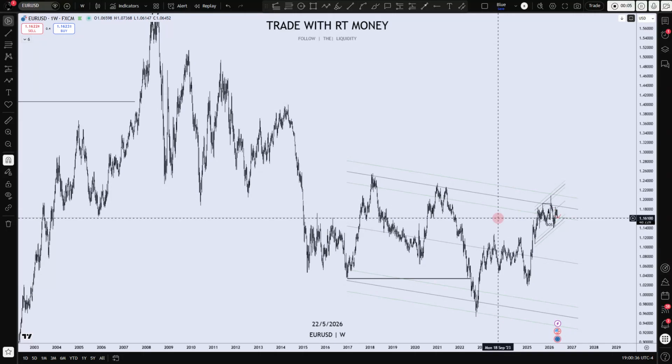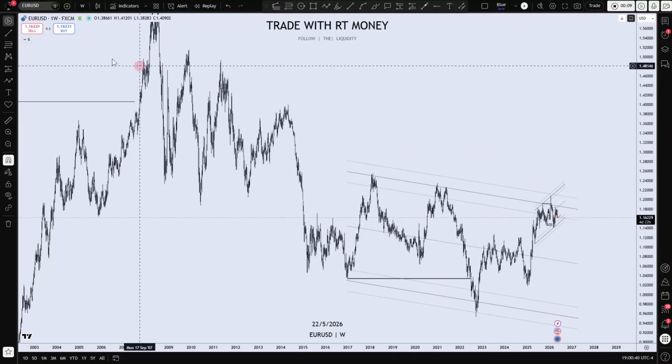We're looking at the Euro USD. We're looking at the weekly time frame right now.